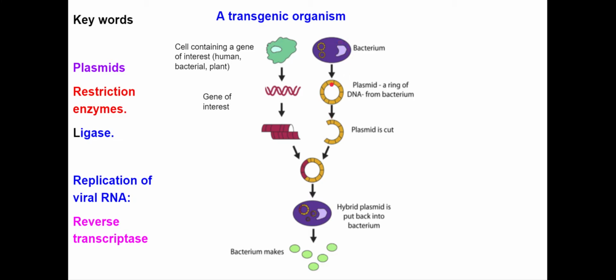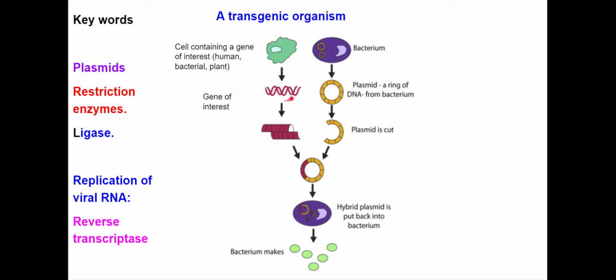So we have a bacterium that provides us with a plasmid, and we cut a gap in the plasmid with a restriction enzyme at a specific point. And on the left, we have the gene of interest. In this case, it's going to be of another bacterial cell. And we cut out that gene of interest.